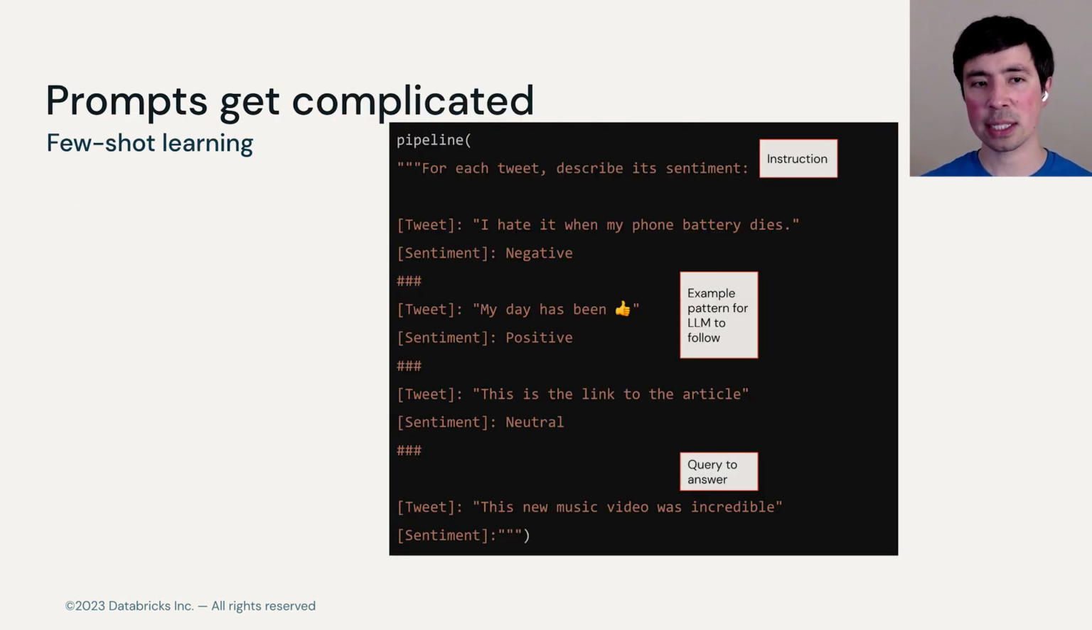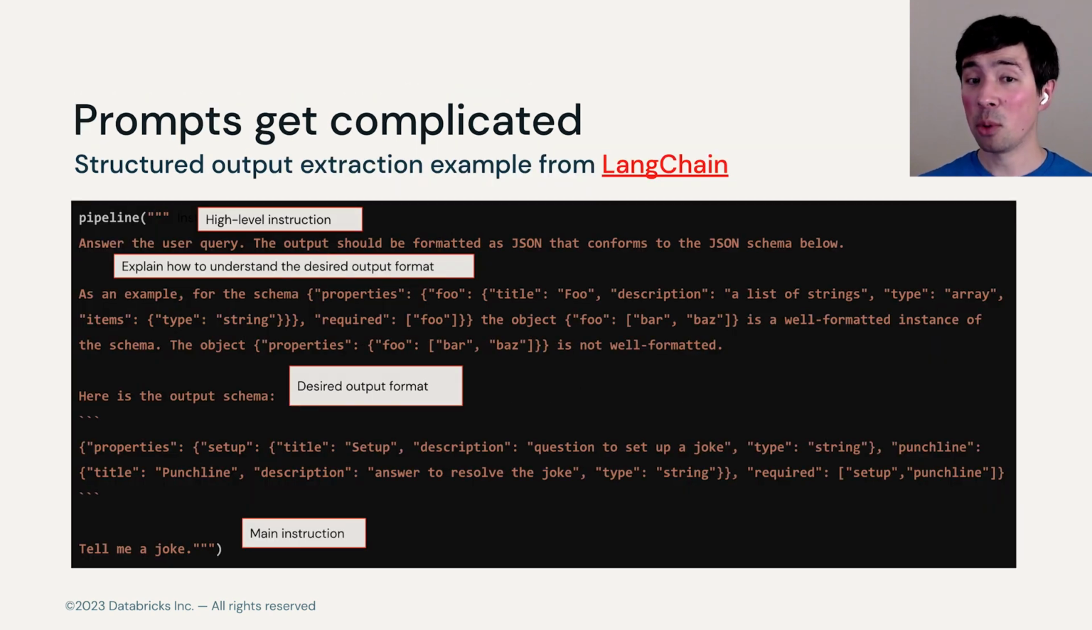We saw a more complicated example with few-shot learning, where a prompt had an instruction, a number of examples to sort of teach the LLM what we wanted, and then the actual query. It gets even more so. LangChain generated this structured output extraction example for me, where it has a number of parts. At the top, a very high-level instruction, answer the user query, you should fit this format, an explanation, an example of how to understand the desired output format, specification of that output schema, and then the final instruction, tell me a joke.